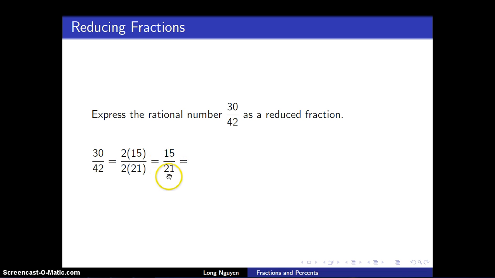Again, we notice that 3 is a common factor, so we factor out 3 from both 15 and 21. Then we cancel the 3 and get 5 over 7. 5 and 7 have nothing in common, so our fraction is completely reduced to 5 over 7.